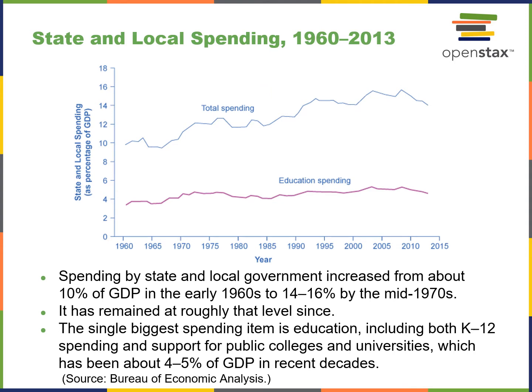State and local spending, also during a similar period. Total spending in terms of percentage of GDP, state and local spending has steadily gone upward from about 10%. Now it's somewhere in the mid-teens. Education spending has been somewhat level throughout this entire period too. It's about 10% of the GDP and about 14, in the early 60s to about the mid-teens by the 70s. It has remained at that level pretty much more or less since. The single biggest spending item is education, and that's about 4 to 5% of GDP in recent decades.